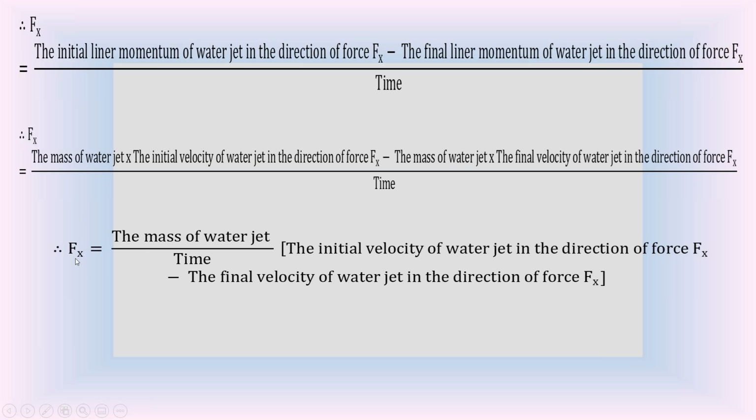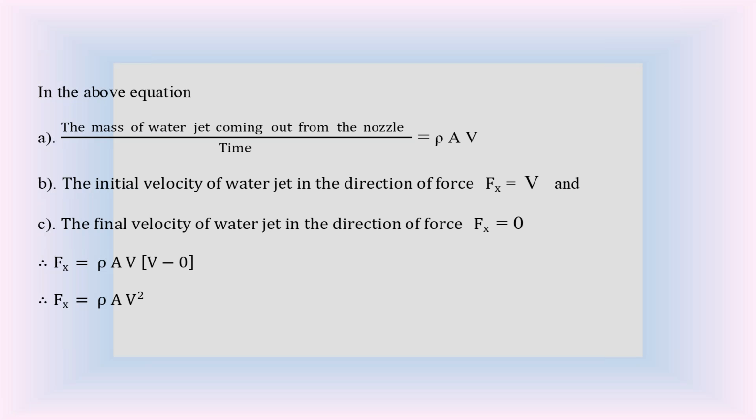So this force Fx is equal to the mass of water jet divided by time, into the initial velocity of water jet in the direction of force Fx minus the final velocity of water jet in the direction of force Fx. Calculate those values carefully. First one, the mass of water jet coming out from the nozzle divided by time. This is the mass of water jet coming out from the nozzle per second. That is equal to rho A V. Rho is the density of water, A is the cross-sectional area of water jet, V is the velocity of water jet.